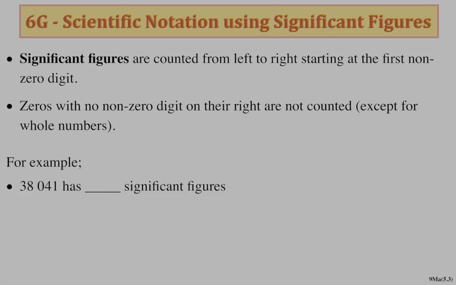So here's an example. How many significant figures does this particular number have? Well, we start counting from the first number that's not zero. There it is, the 3. So there is 1, 2, 3, 4, 5. So we have 5 significant figures.